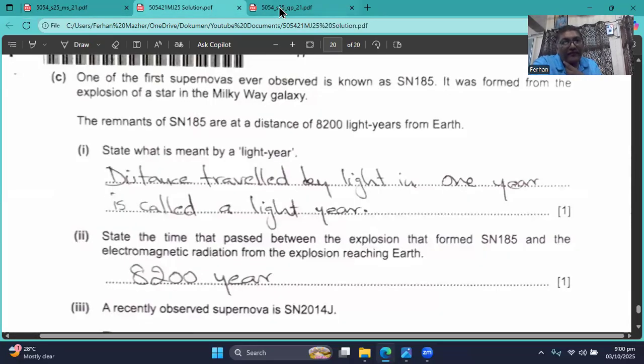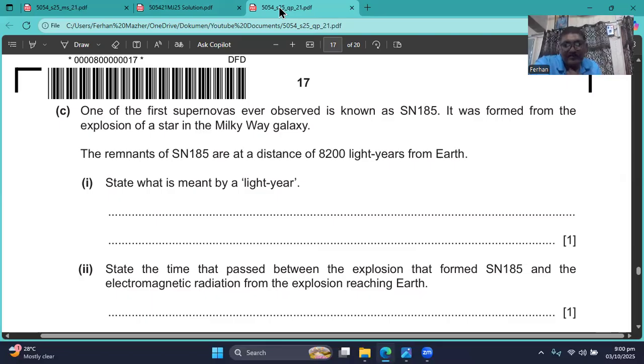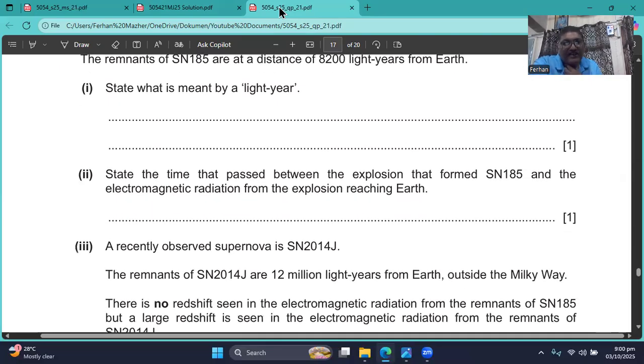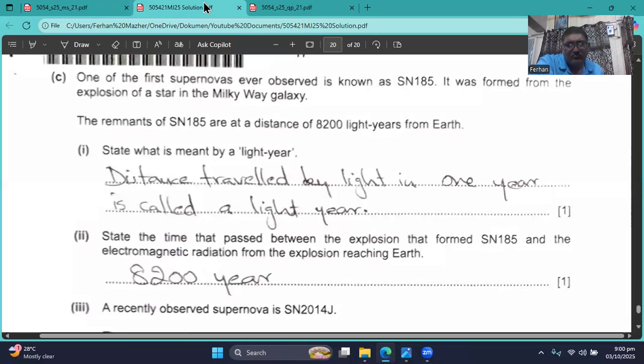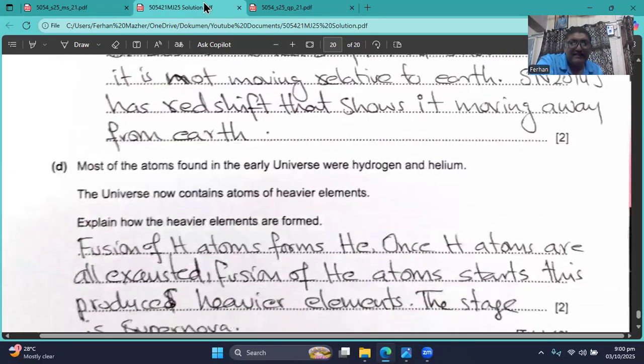Okay, then the question is: state the time that passed between the explosion that formed the SN185 and the electromagnetic radiation from the explosion reaching the Earth. It's a very tricky question, 1 mark. You know, it's 8,200 light years away. Okay. So its answer is 8,200, but this is how we found it.